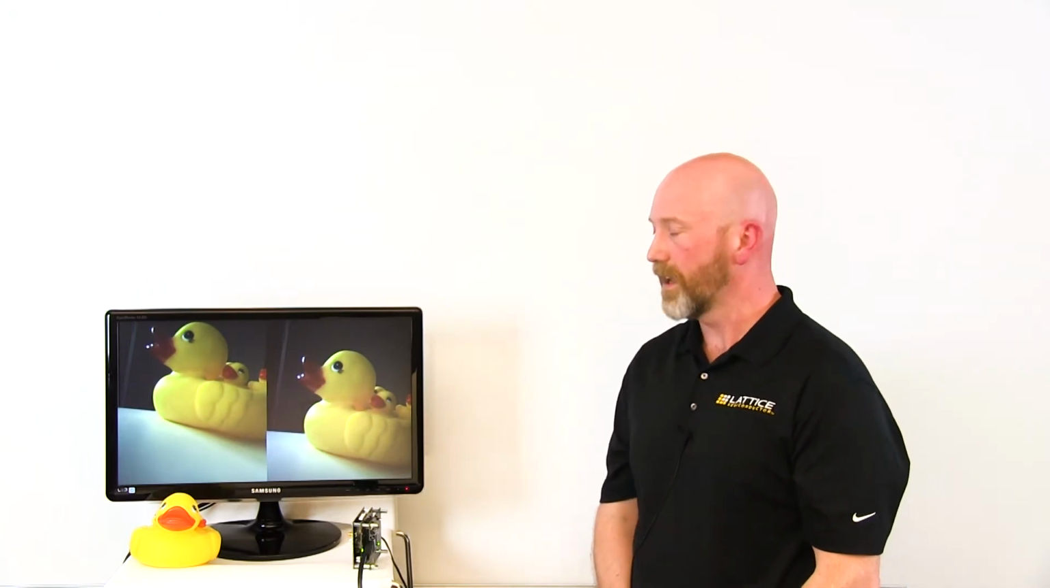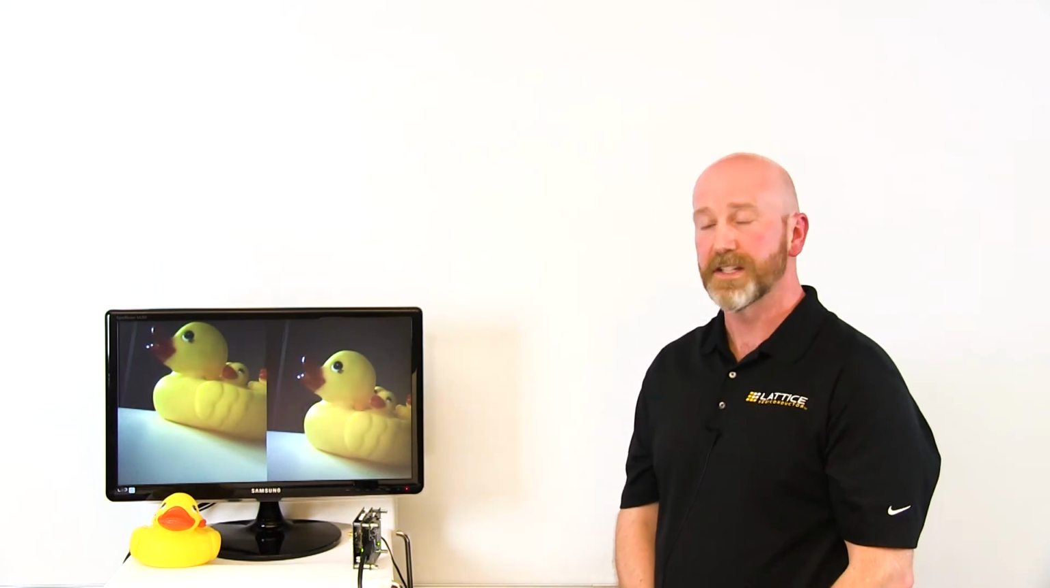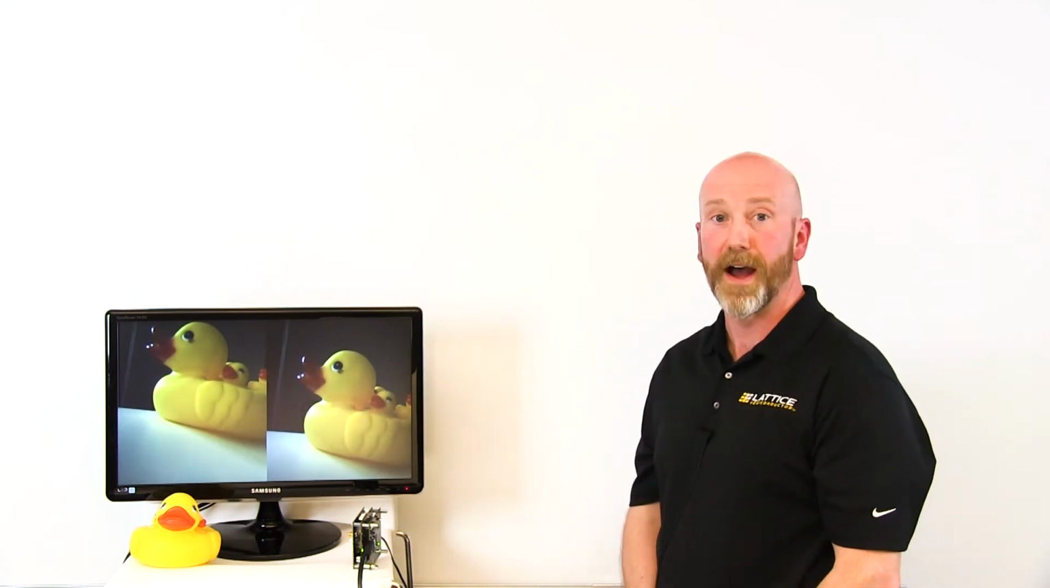Today I'm going to introduce the dual camera to HDMI demo, which uses our Embedded Vision development kit, which is comprised of three boards: the Crosslink input bridge board, the ECP5 processor board, and the HDMI output bridge board. This demo merges the images from two sensors and displays video output through HDMI. It can be used as a starting point for development of embedded vision applications, such as machine vision, robotic or stereo vision, security and surveillance, and automotive driver assistance.